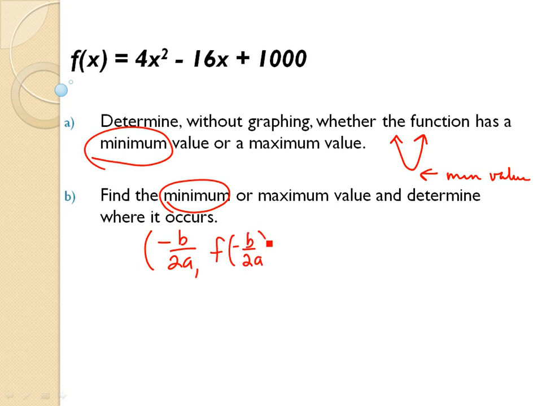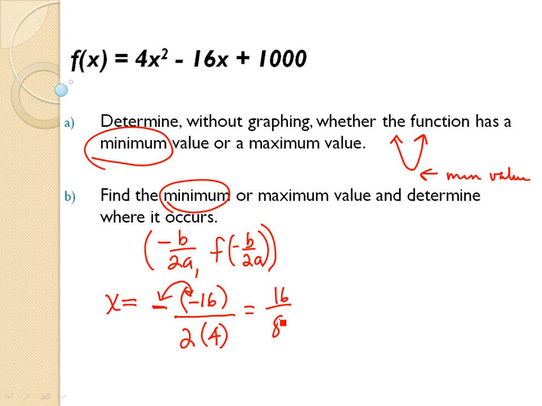So all we're going to do is find out what negative b over 2a is, and then we're going to plug it back into the function. So let's figure out what negative b over 2a is. We have negative b, which is negative 16, divided by 2 times a. A is 4. Therefore, this negative times this negative is going to give us positive 16 over 8, which is 2. So we know that we have 2 for the x coordinate, and now all we're going to do is plug in this 2 into the function.